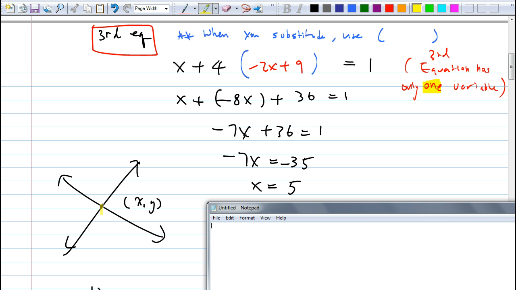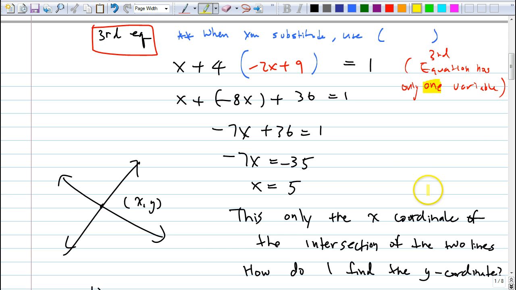Any idea? Angel? Yeah, you plug into either the first or the second equation. How come it doesn't matter? Because it has to be a solution for both. Remember, where the two lines intersect, that ordered pair is the solution for both of these equations, right? So, this is what I wrote down. You don't have to write this.